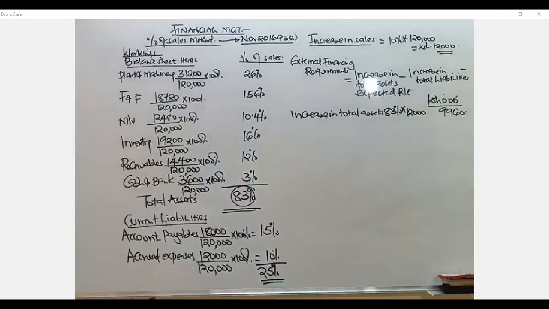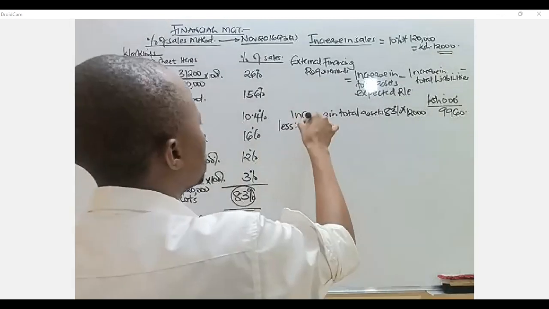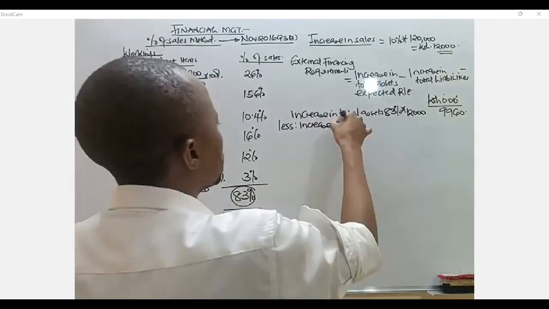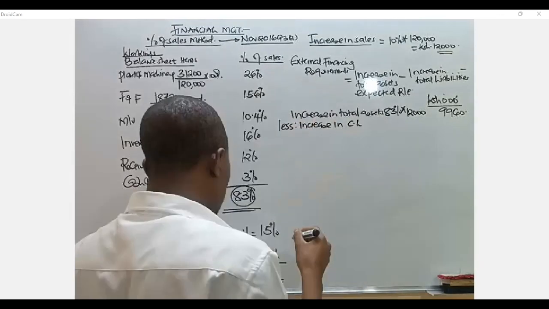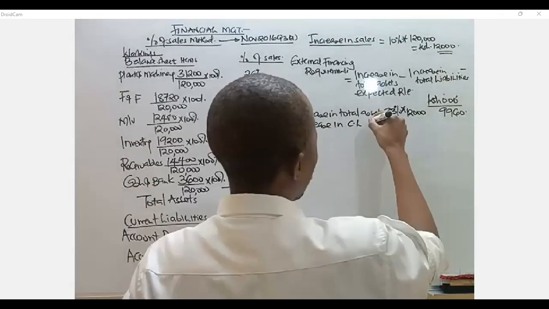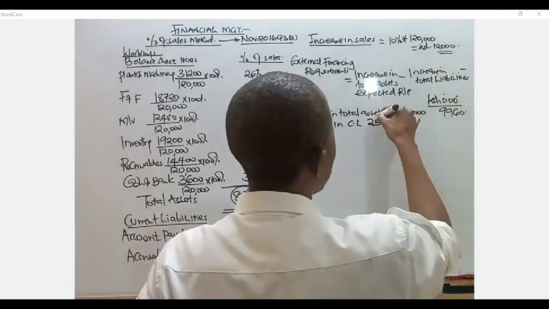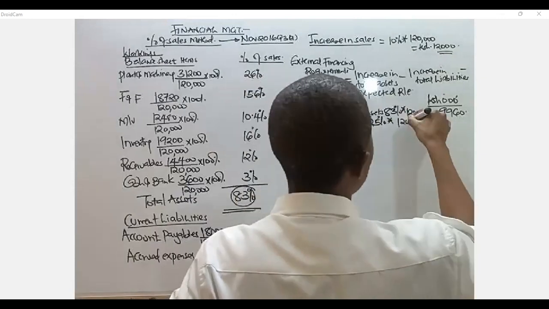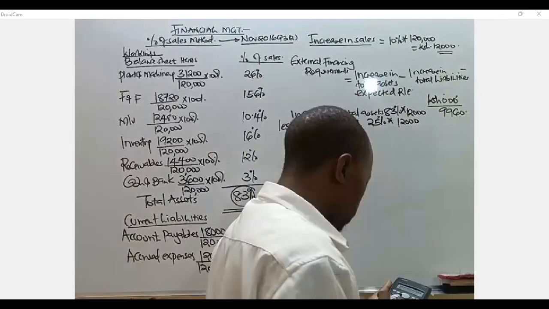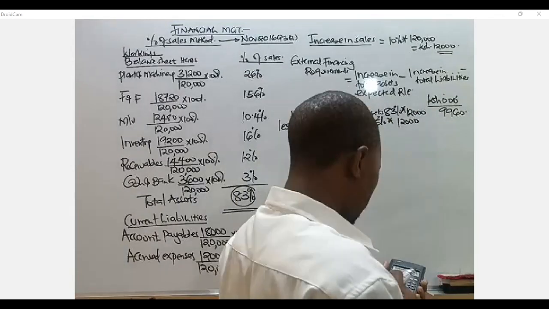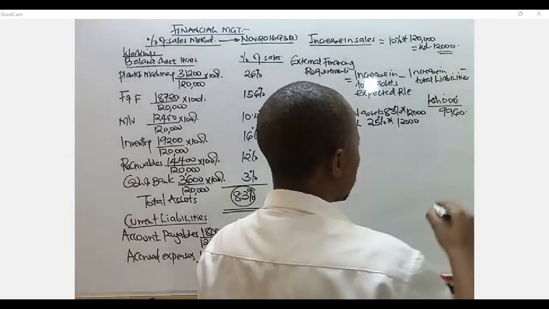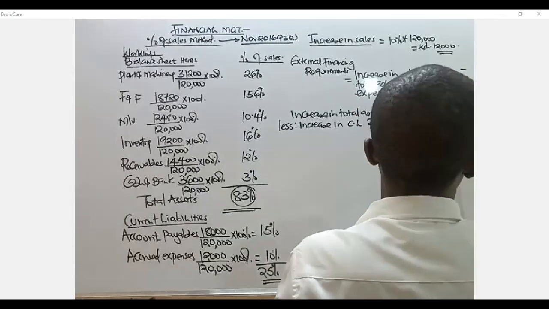Next I look at the increase in current liabilities, and that is the deduction that we have to make. So we subtract the increase in current liabilities. In this case, we take the proportion for the current liabilities, which is 25%, and multiply it by 12,000. I take 0.25 times 12,000, getting 3,000, which is my deduction here.